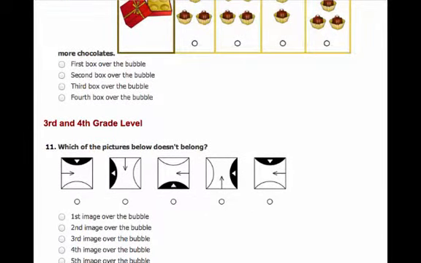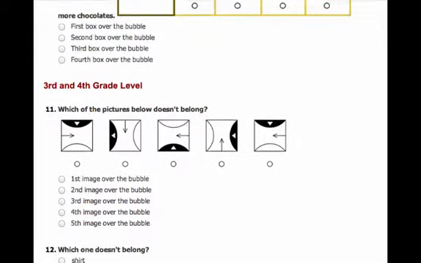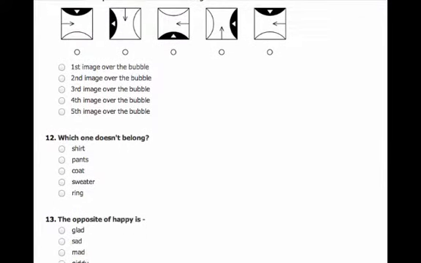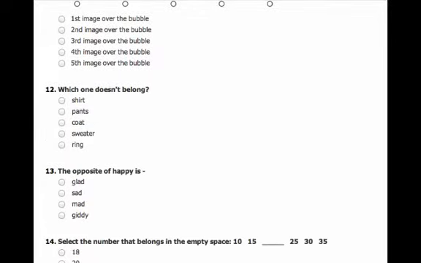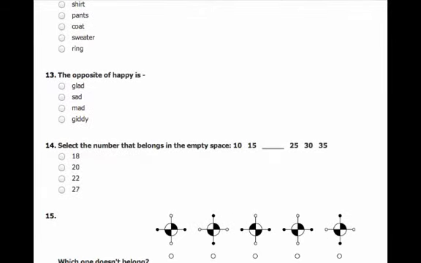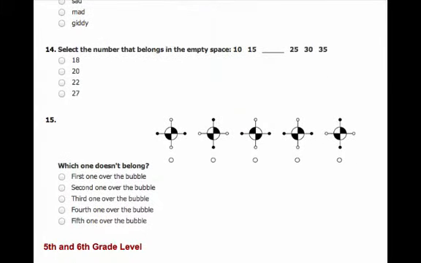Here is a nonverbal question on the OLSAT. And then verbal questions, which one does not belong? If you have shirts, pants, coat, sweater, and a ring, which one doesn't belong? Clearly it's a ring. What's the opposite of happy? Sad. Select the number that belongs in the empty space. So you have patterns very similar to the other COGAT test. Here you need to find which one doesn't belong. Another nonverbal question, so the children have to look carefully at the details to choose the picture that doesn't belong in that sequence.